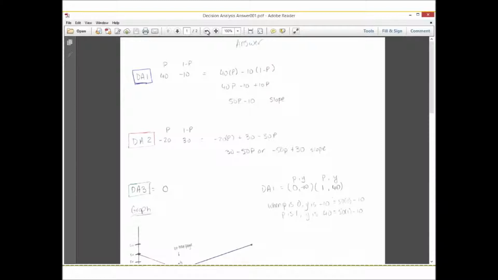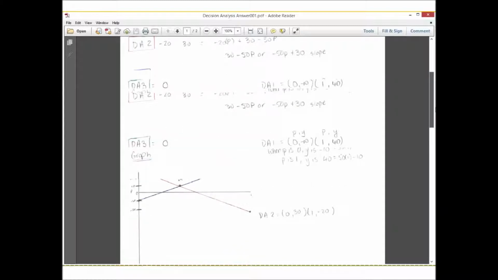Well, to find the answer first, I wanted you to do it in both the graph form and the table. So we'll start with the graph, the more difficult of the two. Decision alternative 1 is 40 and negative 10 for respective state of nature 1 and state of nature 2. So I put that in the slope-intercept form, such as 40p minus 10 times 1 minus p. You get 40p minus 10 plus 10p, because a negative and a negative will give you a positive, and you get 50p minus 10. You go on to decision alternative 2, and you do the same thing again. Decision alternative 3 will just give you 0, because it's 0 on both sides.